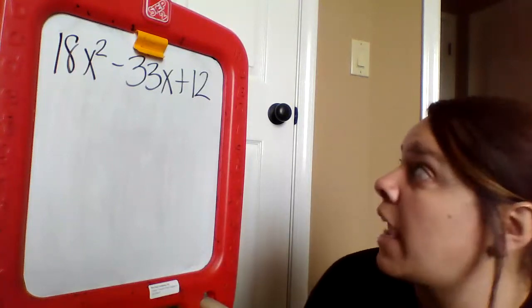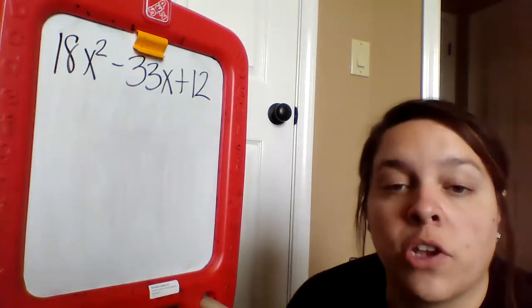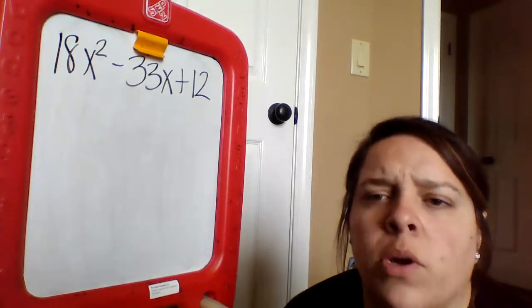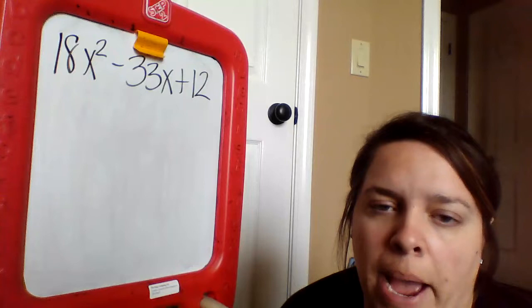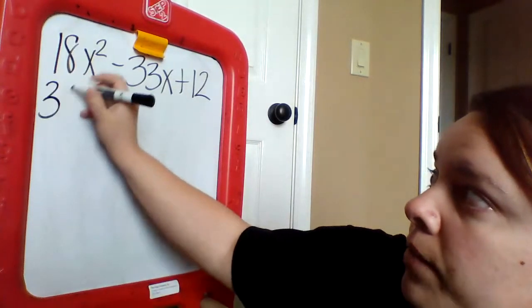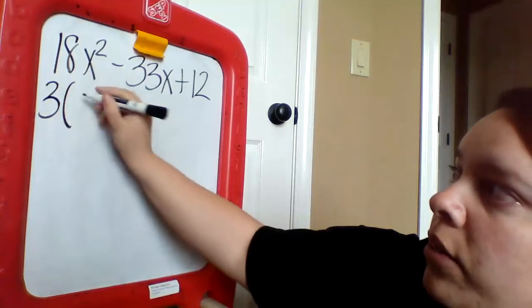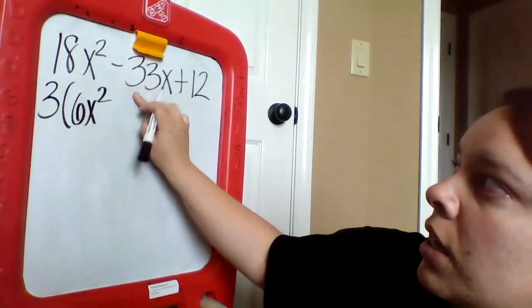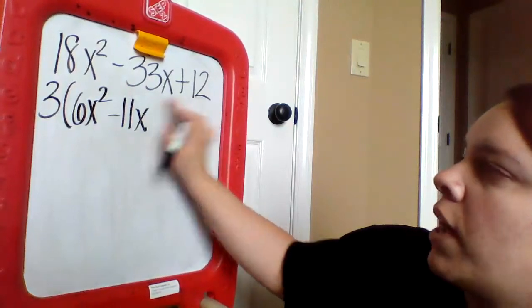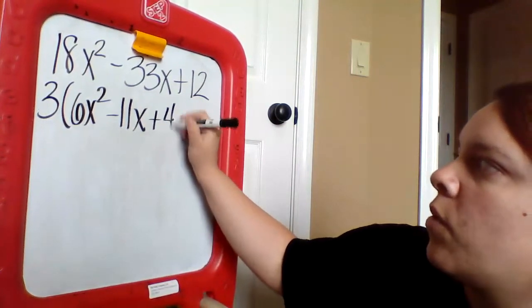So let's go ahead and take 18, 33, and 12 and look for a GCF. I want you to sit there and think just for a second, what number would all three of those be divisible by? 3. So let's take out a 3. So 18 divided by 3 is 6. Negative 33 divided by 3 is negative 11. 12 divided by 3 is 4.